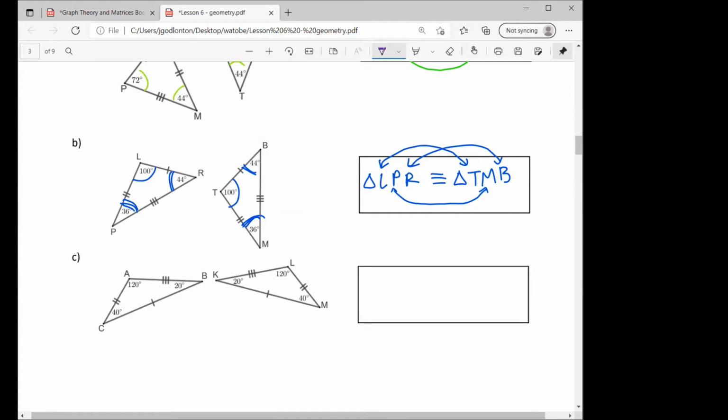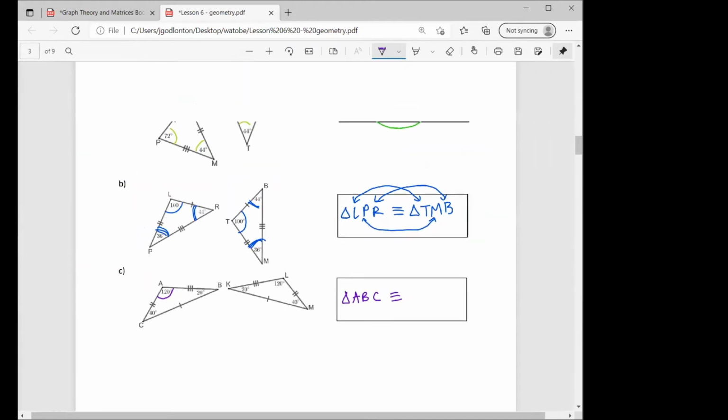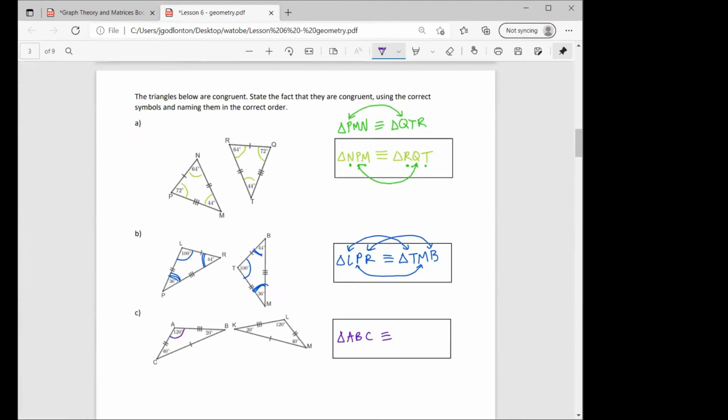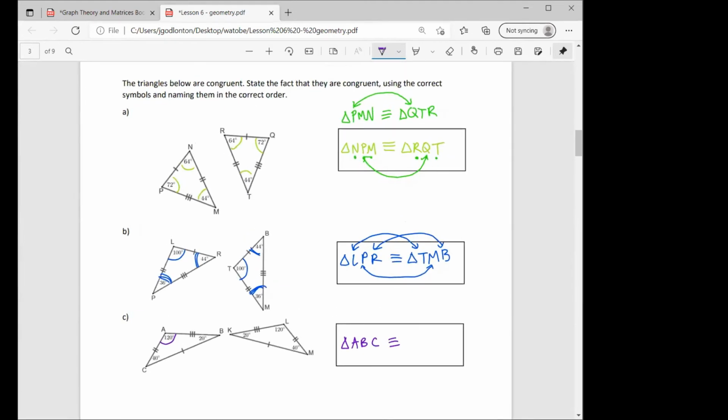Okay, so now I'm going to go with triangle ABC. Is congruent. My A needs to be 120. Don't apologize, that's okay. You just need to ask and I'll always try and fit it in for you. Okay, 120 needs to be the same as L, so triangle L.